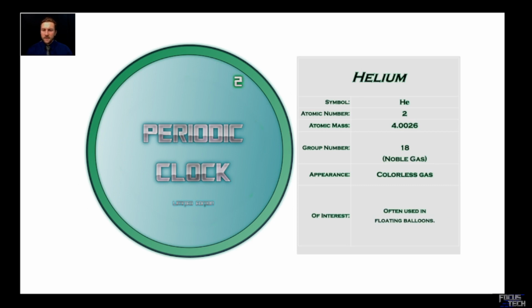Next one is helium, number 2. Helium is a colorless gas, and it's on the opposite side of the table, far right, which makes it a noble gas. And of interest, helium is often used in floating balloons. I'm sure you've all seen those.